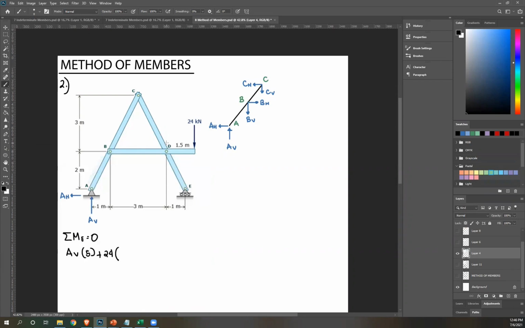How 0.5? This entire length is 1.5. Distance of D from E is 1 meter. Therefore, what's left is 1.5 minus 1. This is 0.5. That's why the distance is 0.5. There's no other force, right? So equate to 0. From this, please solve what is AV.